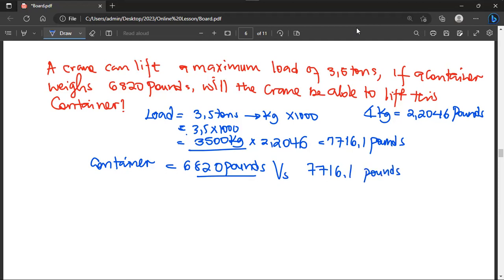So when you verse this, don't forget to conclude the crane. You'll say the crane will lift the container. Why? Because the container weighs less than what the crane requires.